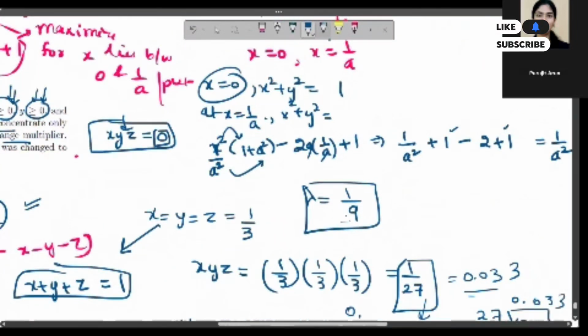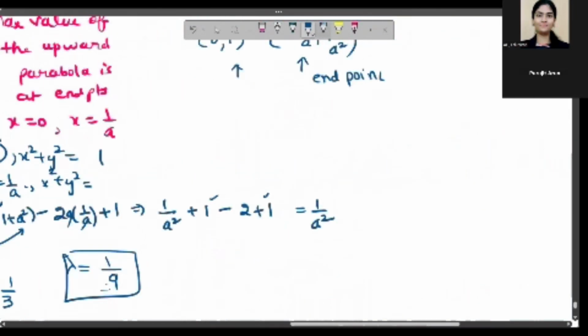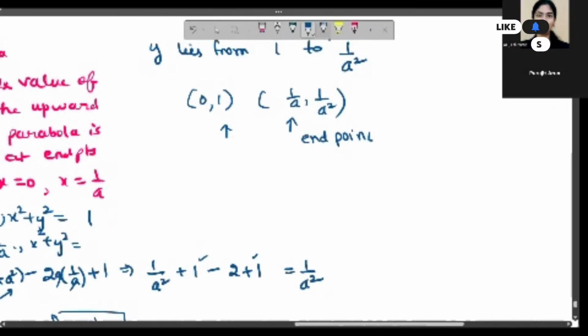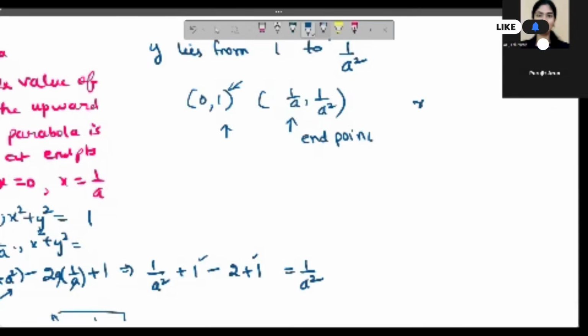When we substitute x = 0, what will we get for y? It is 1. Yes, ma'am, there are two endpoints. Okay, got it. So this is very clear. If I substitute into x square plus y square, this is 0 square plus 1 square, which is 1.